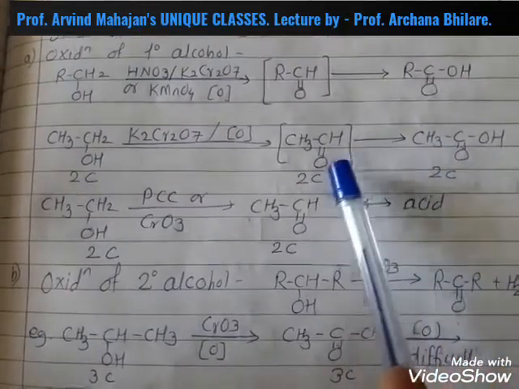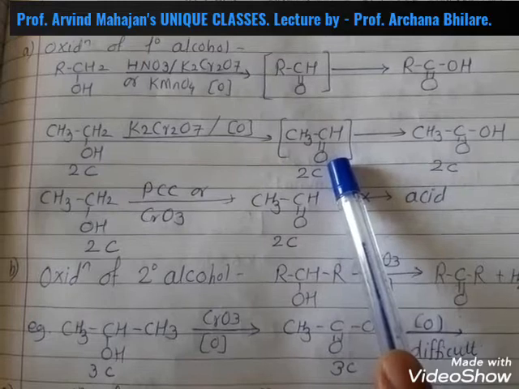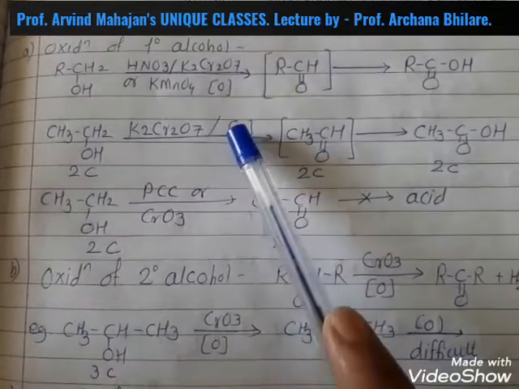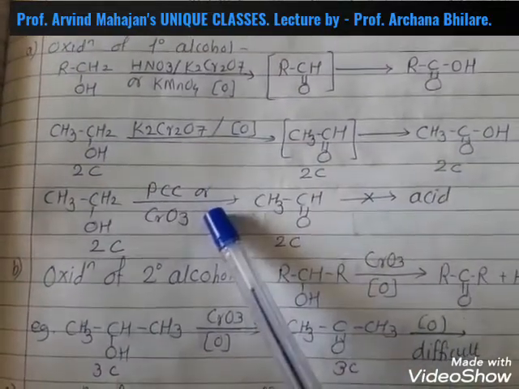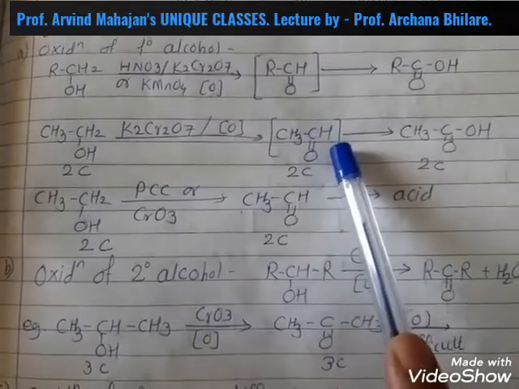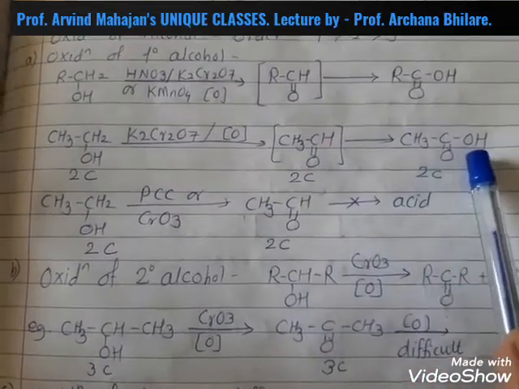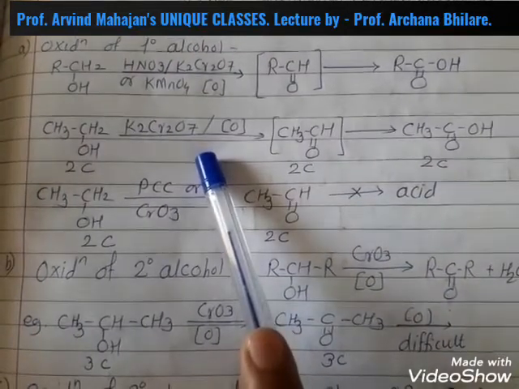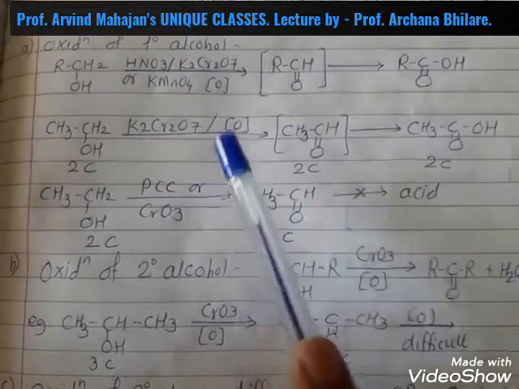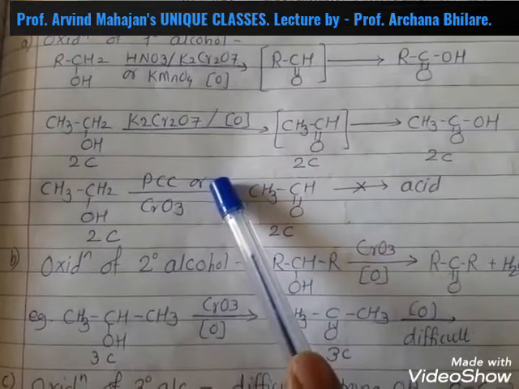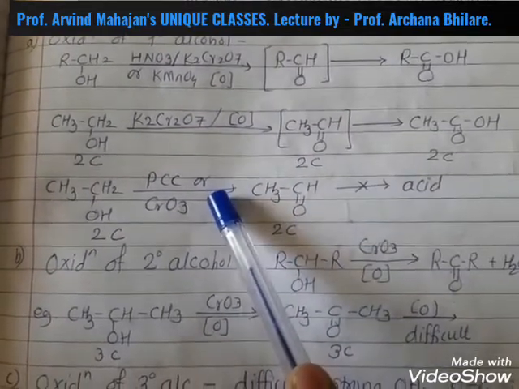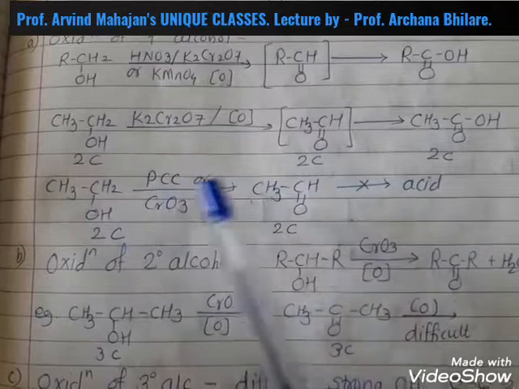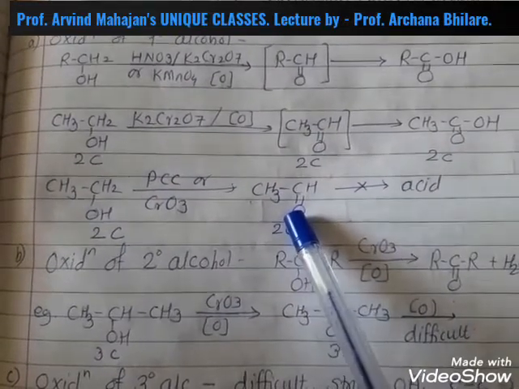Now, suppose we don't want this acid. We want to stop the reaction at the aldehydic stage. Then we have to change the reagent. This reaction goes till formation of acid because of the stronger oxidizing agent. If we use a mild or weaker oxidizing agent, then the reaction stops at the aldehydic stage.